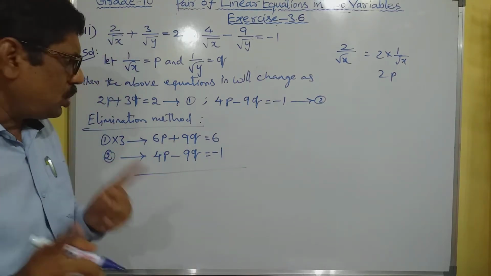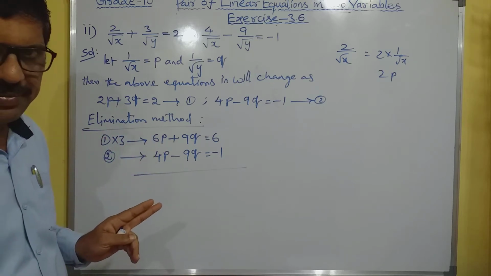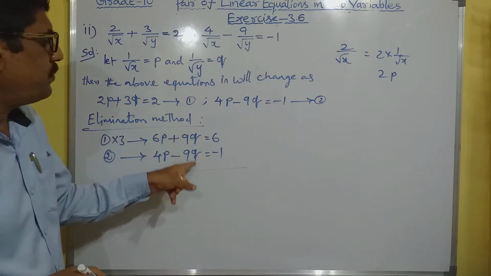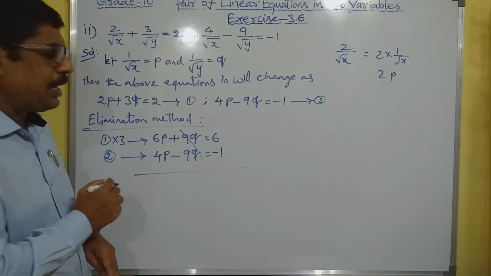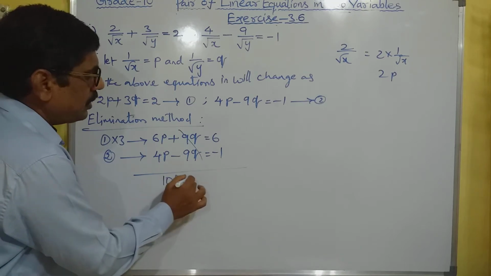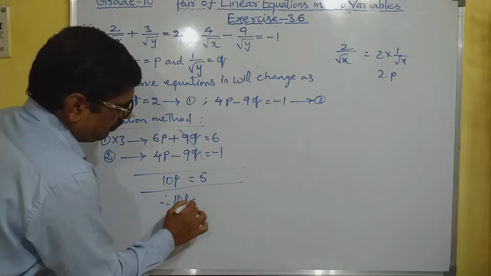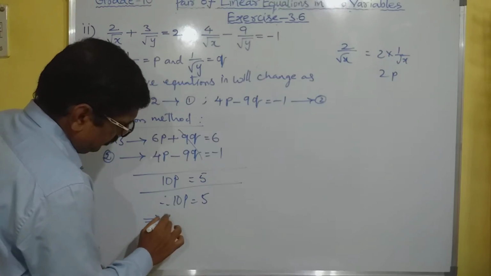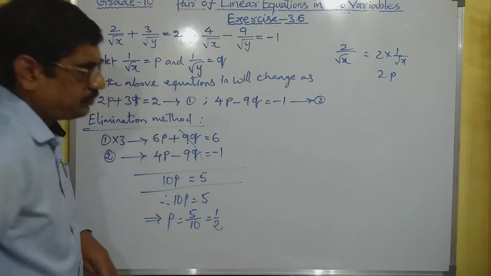Now I think you understood why did I multiply the first equation with 3? In order to make the coefficients of q equal. Now 9q minus 9q will be cancelled. 6p plus 4p is equal to 10p. 6 minus 1 is equal to 5. Therefore 10p is equal to 5. This implies p is equal to 5 by 10, that is equal to 1 by 2.